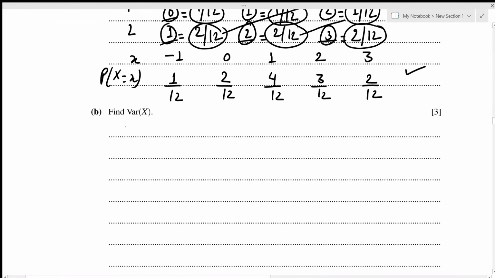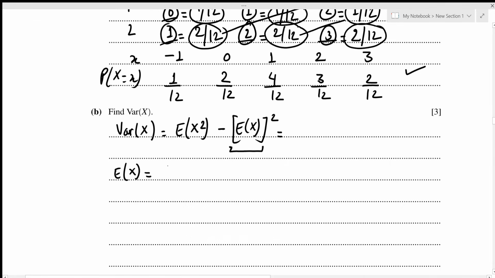All right, for the second part of this question, we need to figure out the variance of x. So we know that the variance of x is going to be expectation of x squared minus expectation of x whole squared. All right, let's just look for this value first. That's going to be expectation of x. And expectation of x is just going to be summation of x along with its probability.